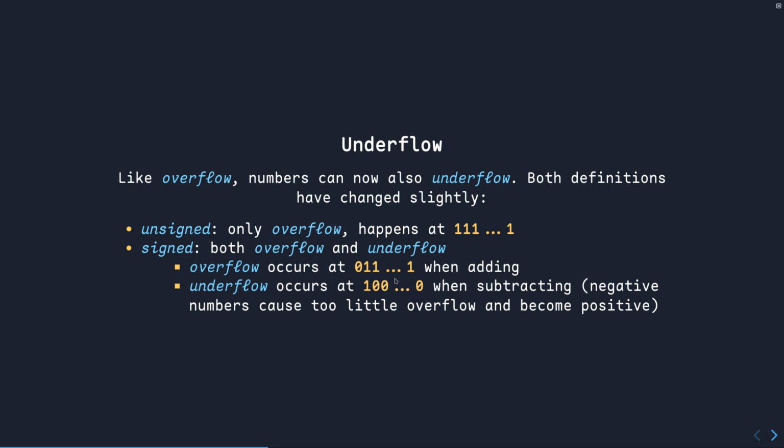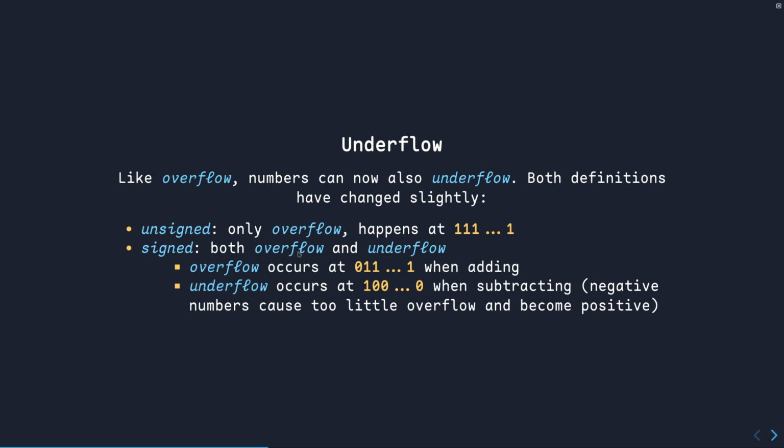With our signed numbers, we actually introduce another concept which is called underflowing. Numbers can basically roll from the positive to the negative range, or vice versa. With unsigned numbers, we only had overflow because we don't have negative numbers. Only addition is defined in unsigned numbers. Subtraction is still defined, but it is still called overflow in that case.